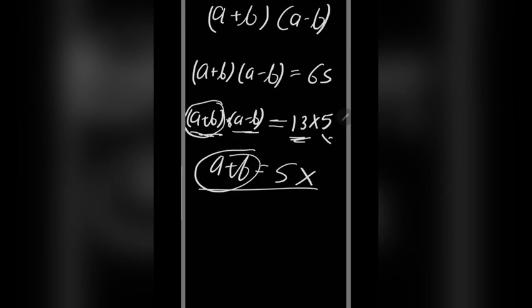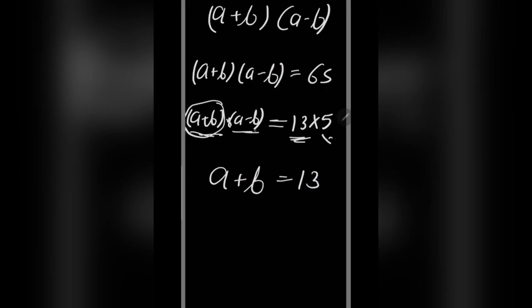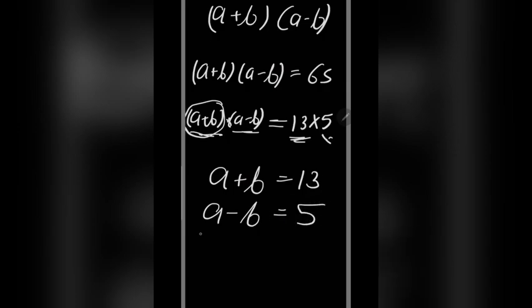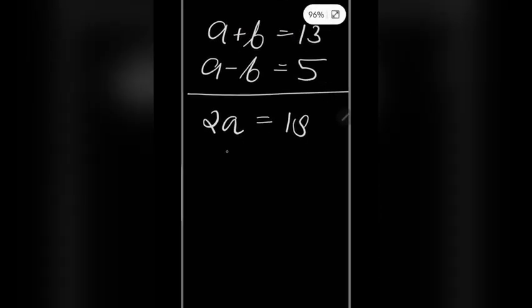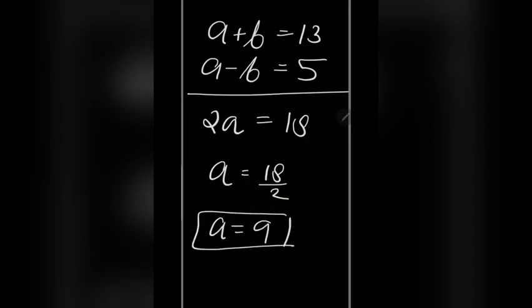So what we need to do now is make a plus b equal to 13. Similarly, a minus b, where you are subtracting b from a, is 5. Now by the elimination method, b and b cancel. When you add both equations, 2a is 13 plus 5, which is 18, and a is 18 upon 2. A is equal to 9.